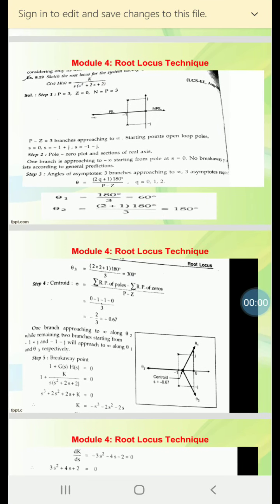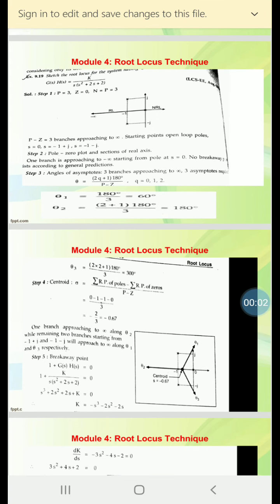In this lecture, we will take one more problem, and the statement of the problem is: sketch the root locus for the system having G(s)H(s) equal to K divided by s(s² + 2s + 2). Now, the first step is we have to find how many poles there are, how many zeros there are, and what is n.